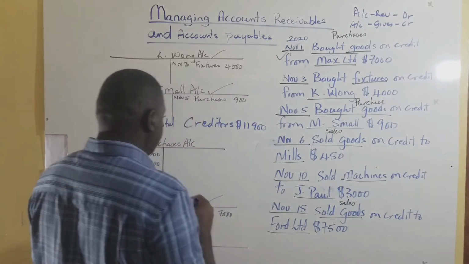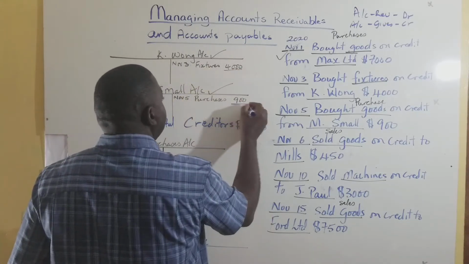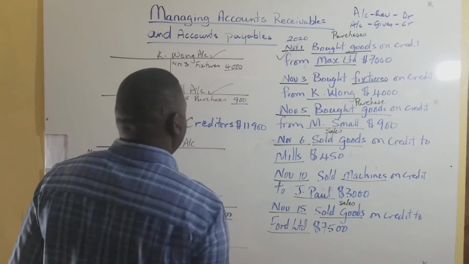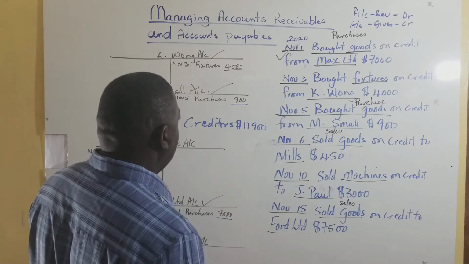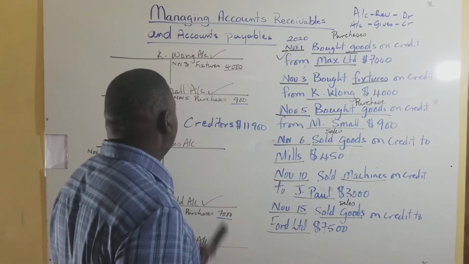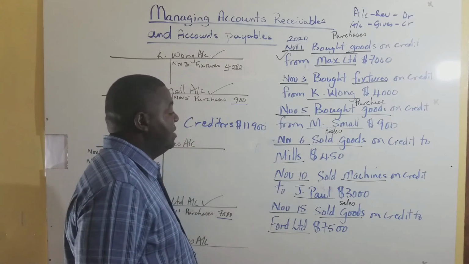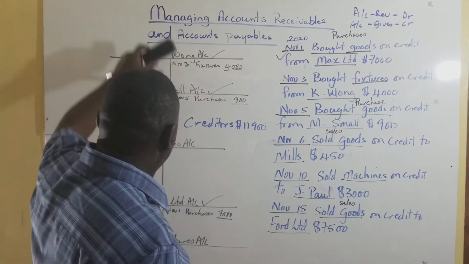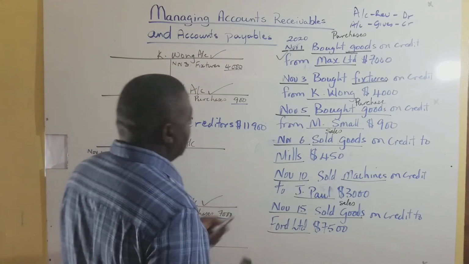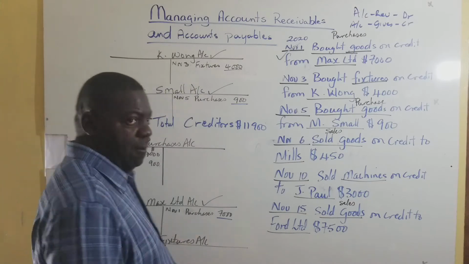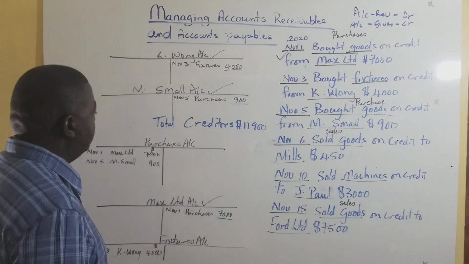11,900. But how do we come to this? We add this figure and this figure, and that gives us $11,900. The total creditors, or the total accounts payable, would have been 11,900. This is the accounts for that. All right, so we're going to now look at the other 3 transactions relating to accounts receivables. These were accounts payable.